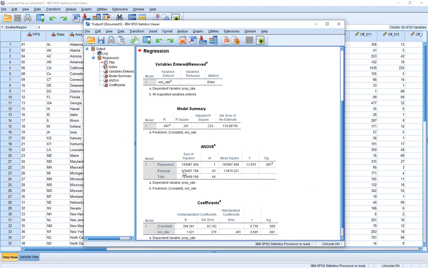Now, you get a lot more output here in a regression than you've seen in most of your other statistical hypothesis tests through SPSS. And each one is doing something a little bit different. So I want to go through this so we're all comfortable moving forward.